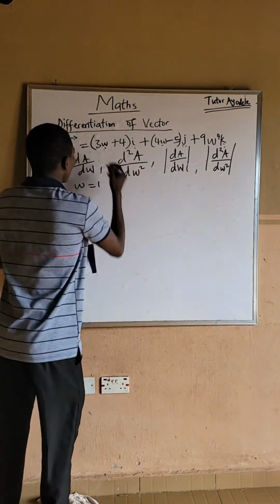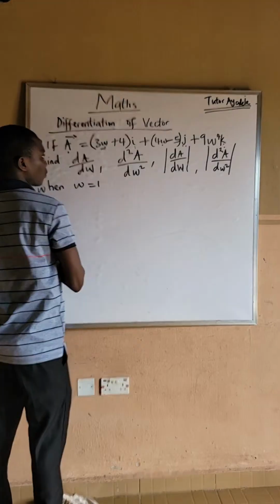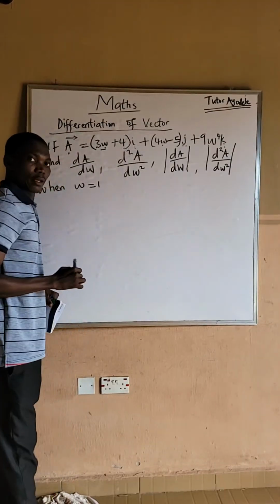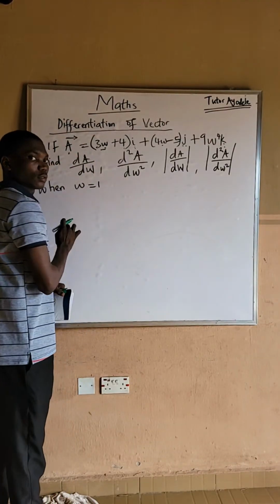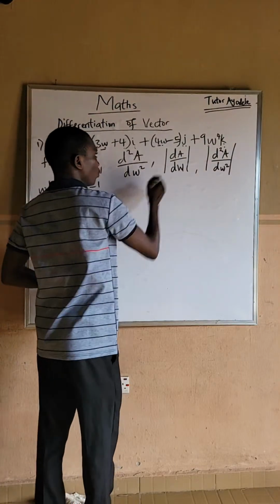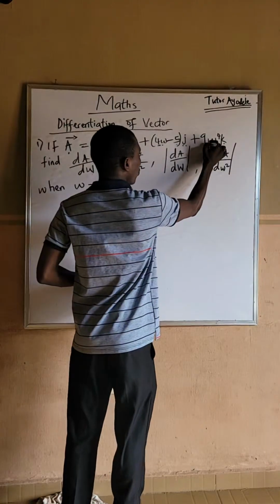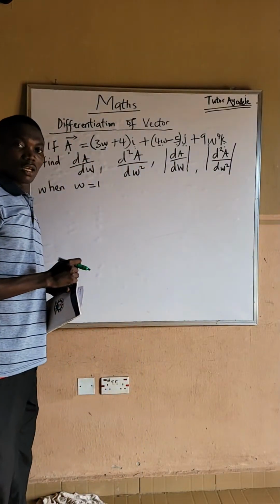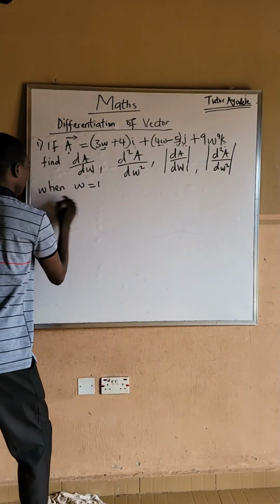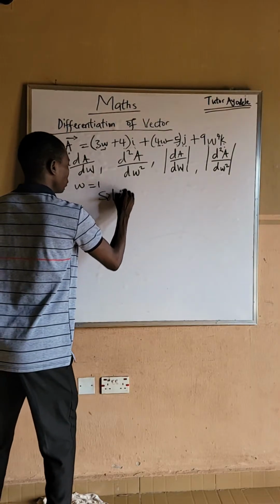For example, there's W here, but there's no W here. So this is 0. This one has W, but there's no W here. This is what? 0. Okay? So there's W here. So we differentiate. Alright. So now let's write our solution.